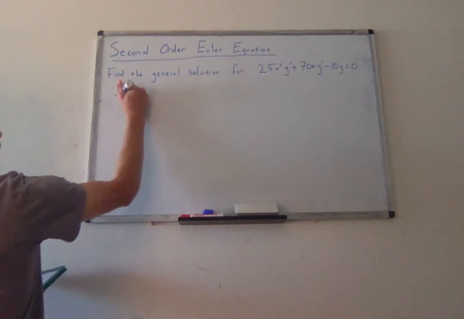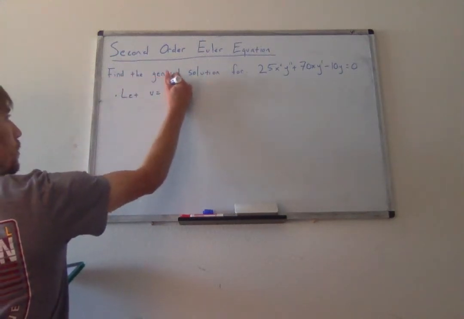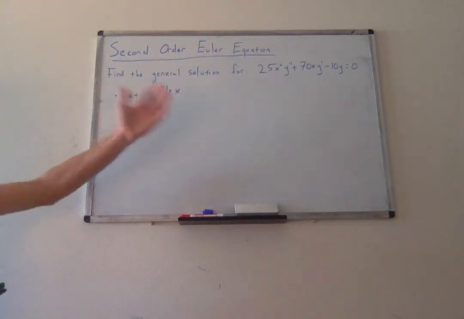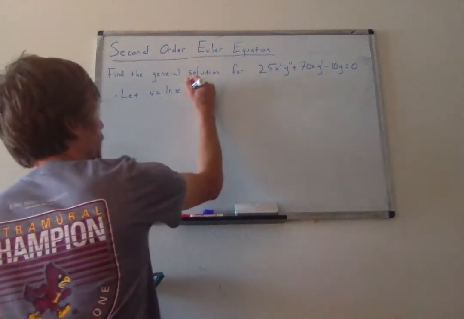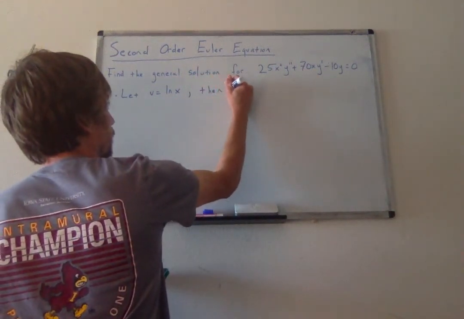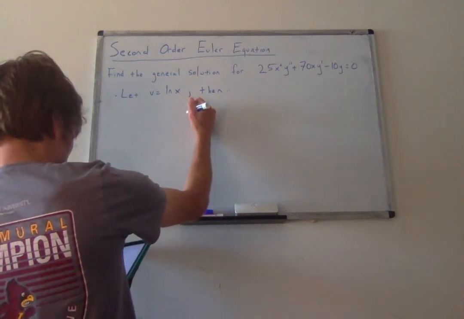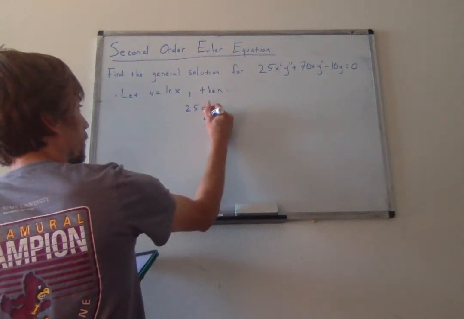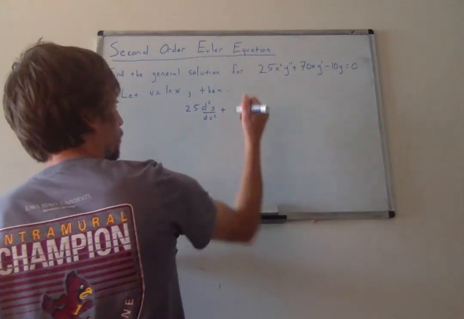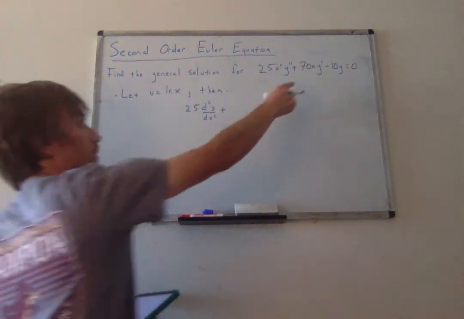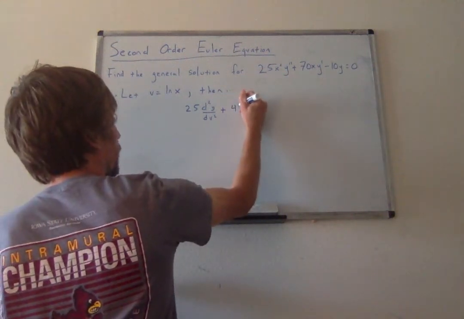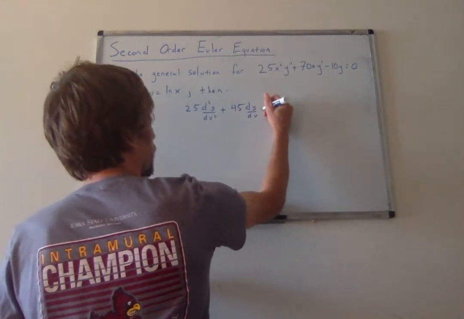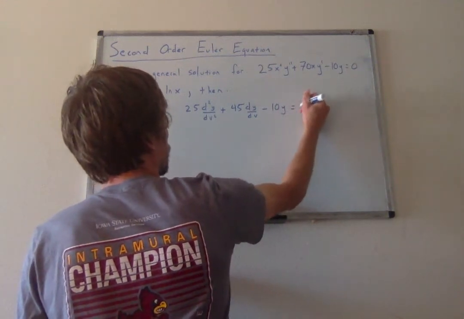So we'll let v equal ln x. We've already shown the next few steps, so we don't have to go through the whole substitution process again. So we can just say then, dot, dot, dot. We know that 25 times the second derivative of y with respect to v plus b minus a, so 70 minus 25, so that'd be 45, times dy dv minus 10y equals 0.